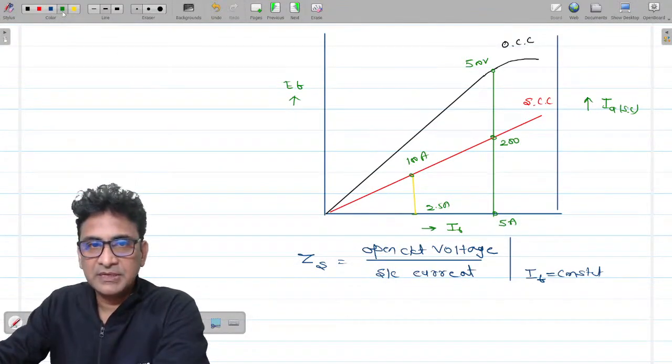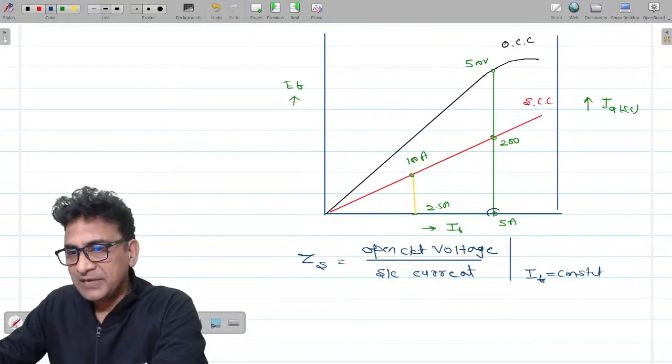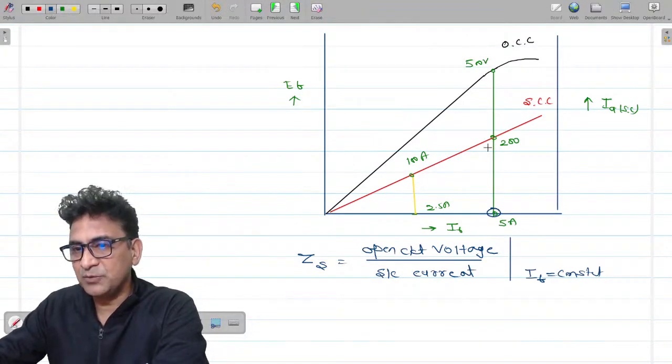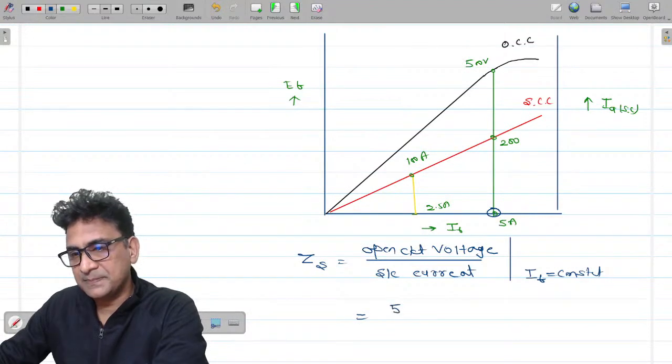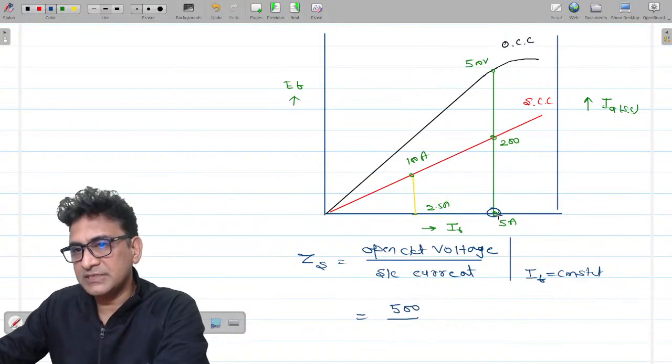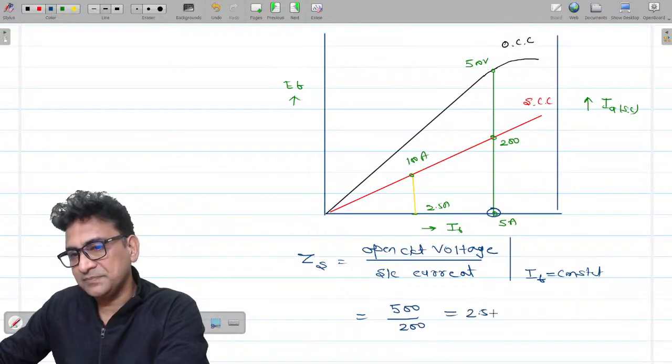So now at the same value of field current, we know the open circuit voltage, that is 500 volt, and we know the short circuit current, this is 200. So ZS is 2.5 ohm.